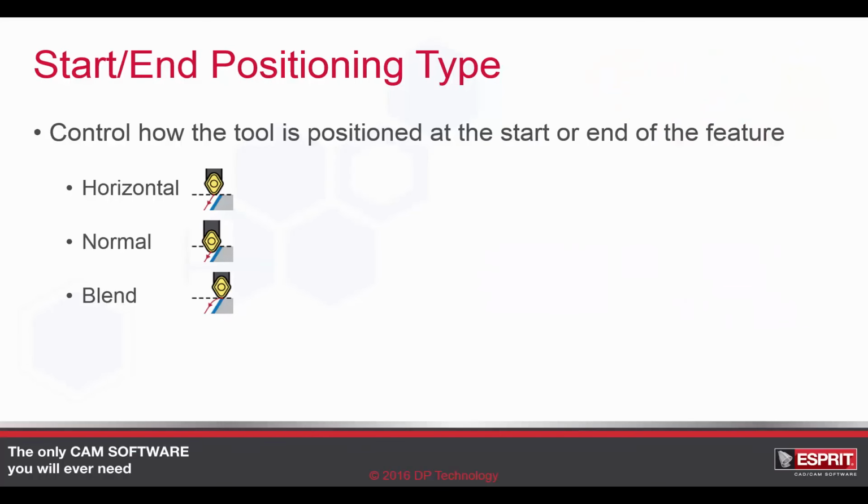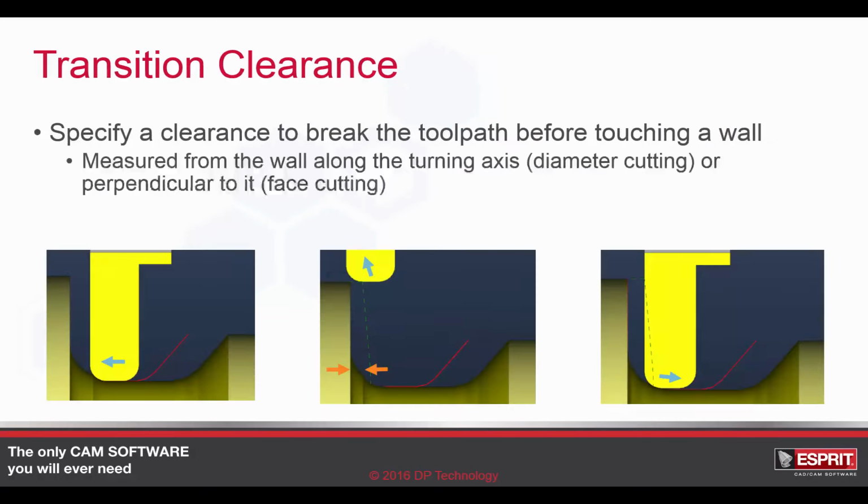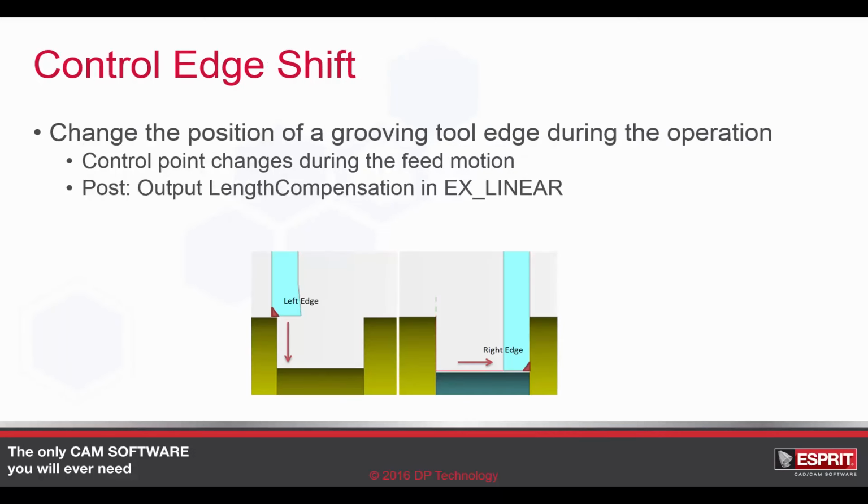We're going to talk about start and end positioning type, which will affect how the tool is positioned at the beginning or end of a feature. We'll show an example of the transition clearance, which will help avoid fully enveloping the tool when alternating contouring passes. And we'll talk about shifting the control edge of a grooving tool for contouring operations for better accuracy and precision.